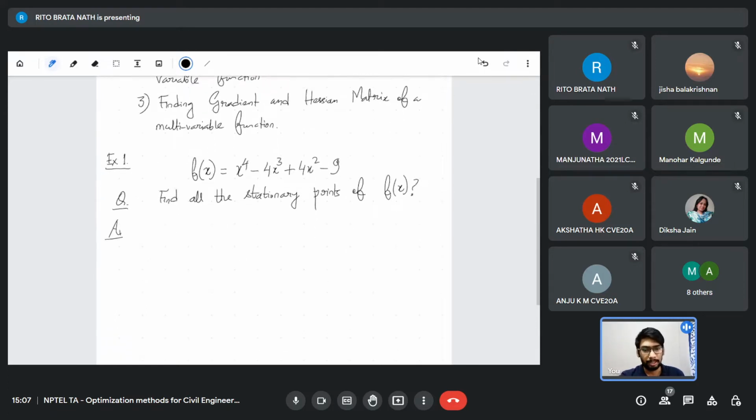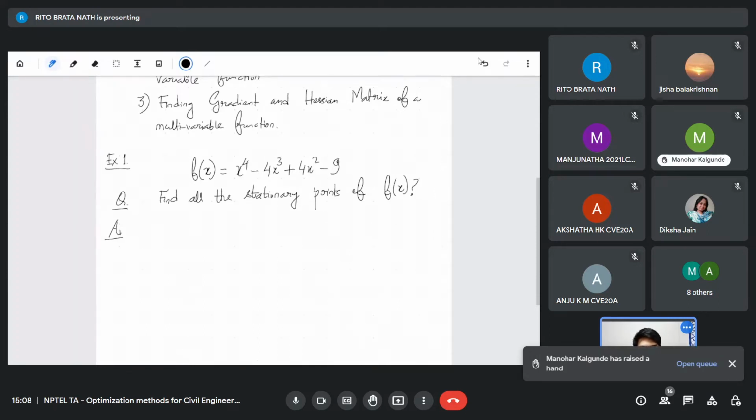Before I proceed to solve, I'll be trying to make this session more interactive, so I'll probably be asking you some questions in between. Can anyone tell me what is the first step that one needs to do to find the stationary points? If anyone can unmute, yeah, Manohar, you can go ahead.